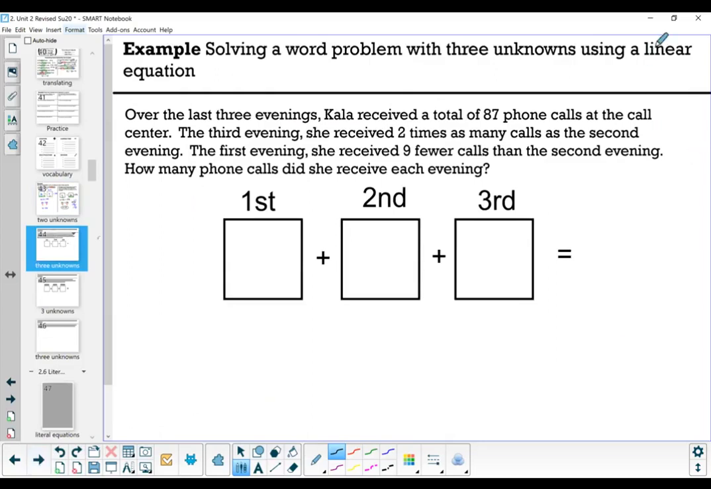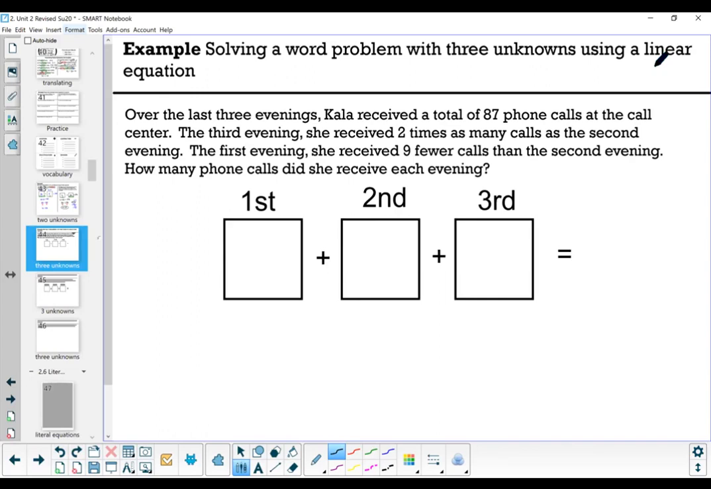A word problem with 3 unknowns. So the process that I'm going to use is the same that I use for 2 unknowns. It's just a longer problem. So here we have, over the last 3 evenings, Kayla received a total of 87 phone calls. So that is suggesting that we have addition.